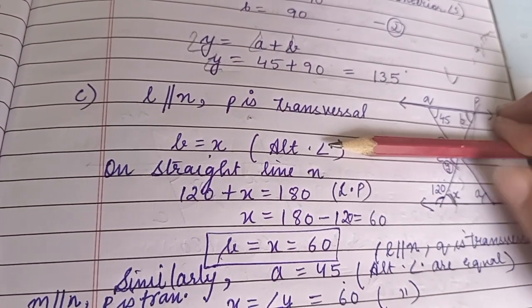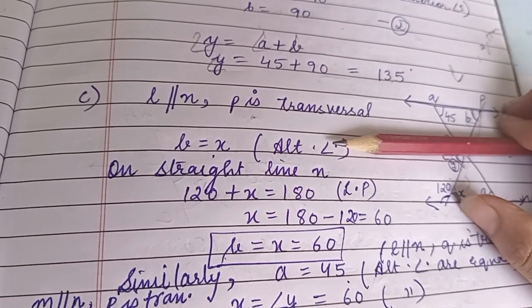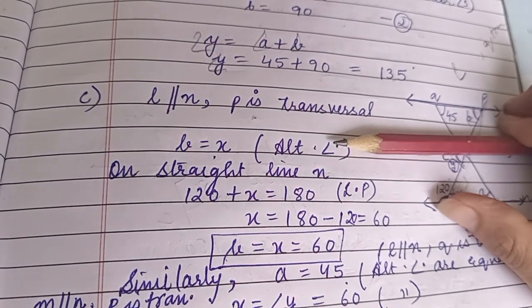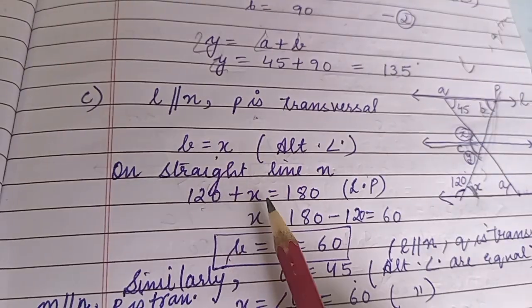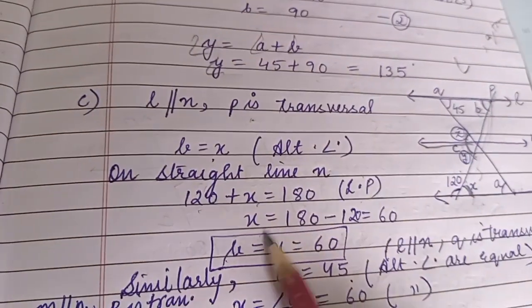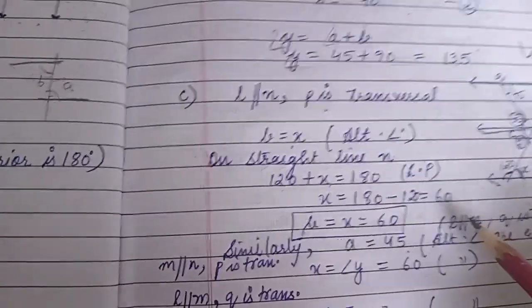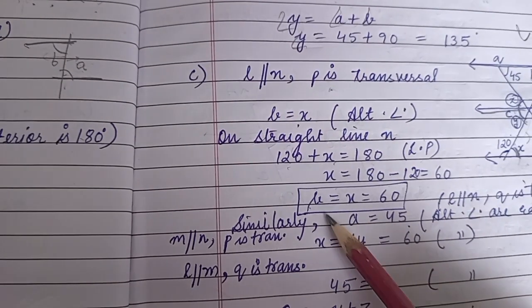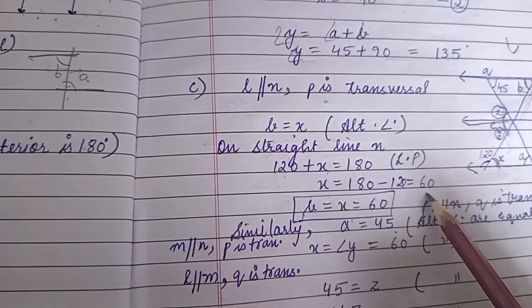Okay. Now what is the value of X? Can we find that? Of course. Why? Because 120 and X are adjacent angles and they are on the straight line N. So on a straight line N, 120 plus X equals 180, linear pair or adjacent angles. X equals 180 minus 120, that is equal to 60. Correct? Now B equals X. Why B equals X? I have already taken alternate angles.